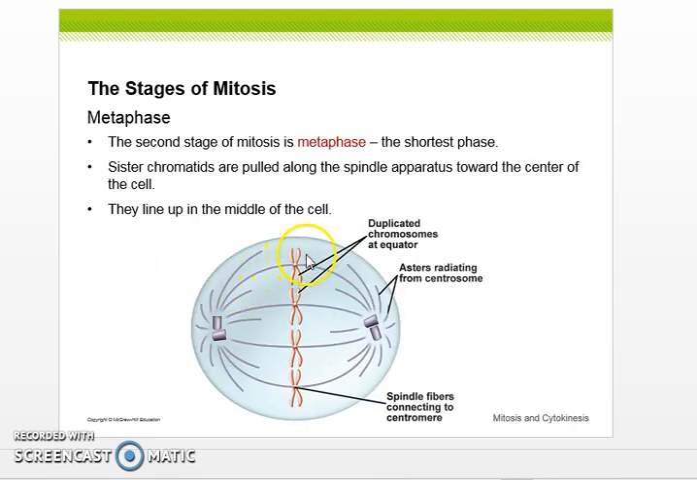The second stage of mitosis is metaphase, and it is the shortest phase. Sister chromatids are pulled along the spindle apparatus towards the center of the cell, which causes them to line up in the middle. I think when you first start, this is probably one of the easiest phases to see in a microscope.